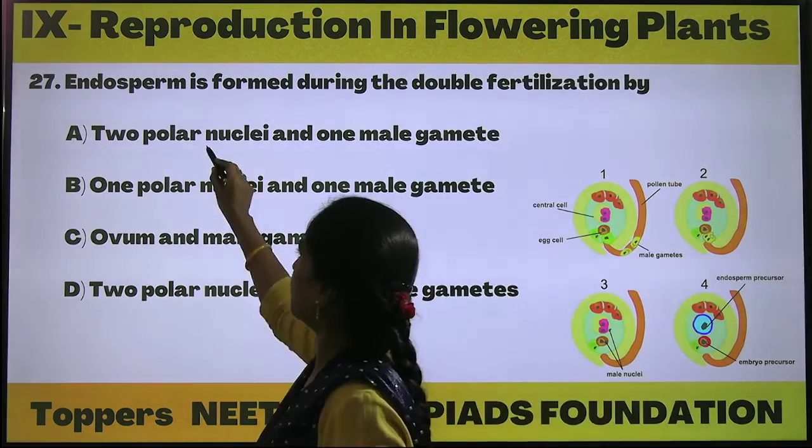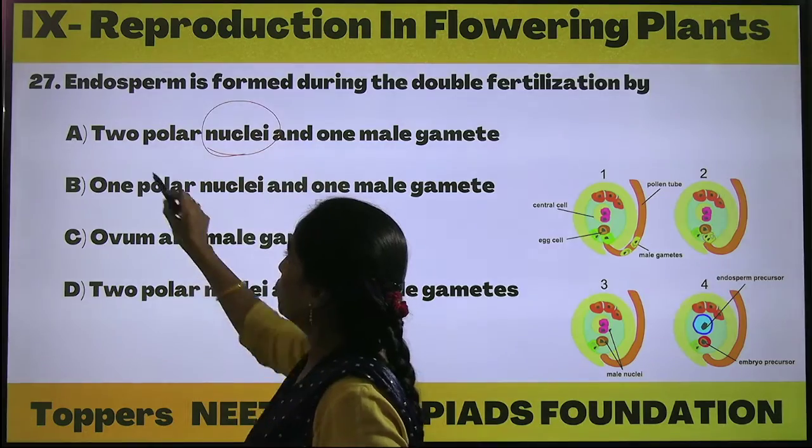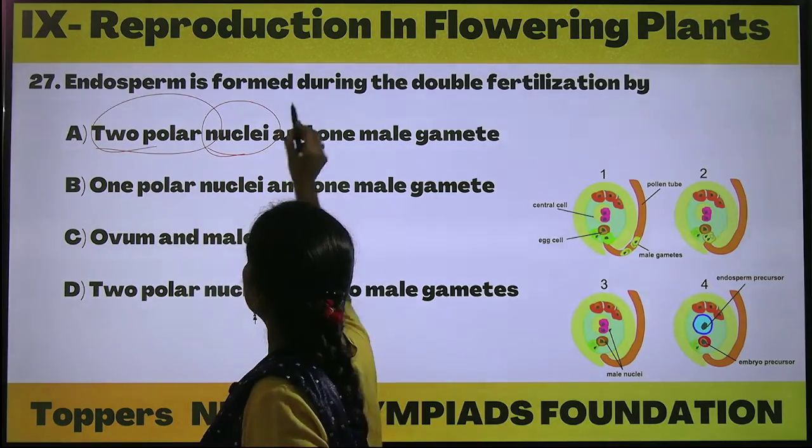Two polar nuclei. Okay, two polar nuclei are present in the central cell.